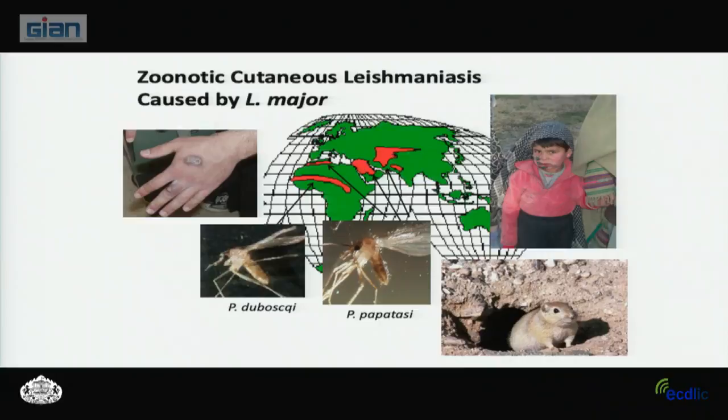So the reason Leishmania major is the favored Leishmania species to work with in the laboratory is because its normal infection reservoir is in fact a rodent. So the laboratory mouse is a beautiful infection model. Now, here's an Afghan boy with multiple severe lesions on the face. And this is seen quite frequently.